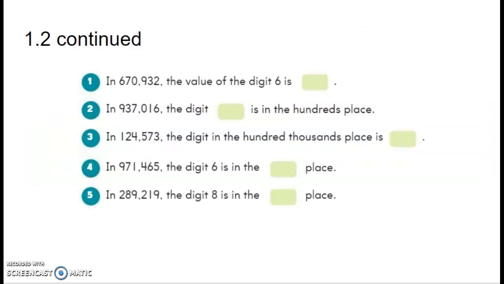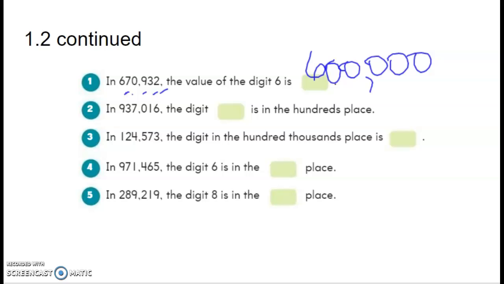So if we look at some more examples. In 670,932, the value of the digit 6 is, okay, well, the value is how much it's worth. I can see it in the 100,000s place. That's its place, though. So I would think, okay, 6, and then I have 1, 2, 3, 4, 5 places after it. So that's how many zeros I need after it to make sure it ends up in the 100,000s place.